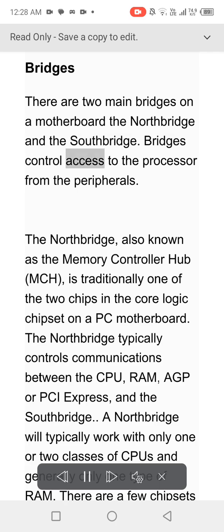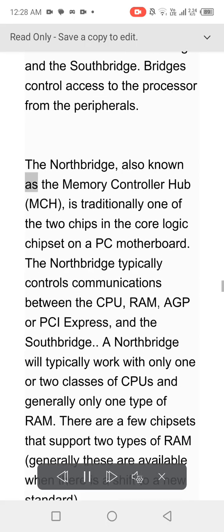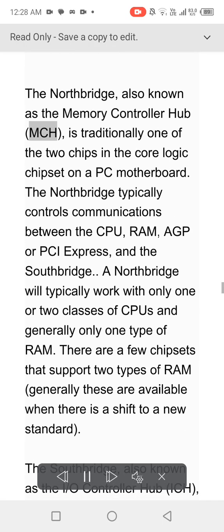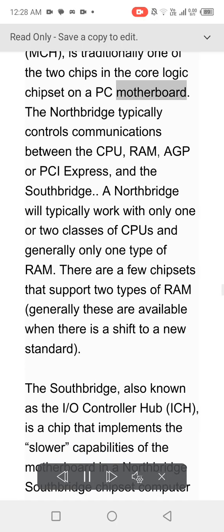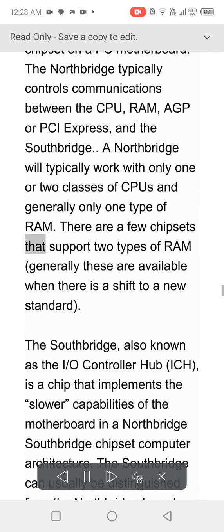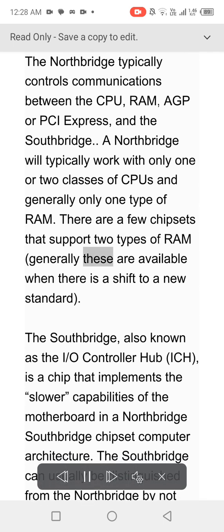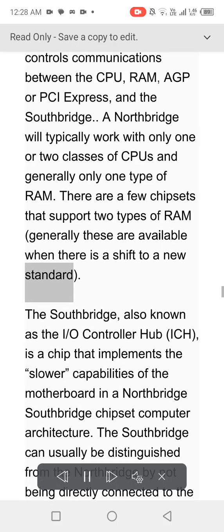Bridges control access to the processor from the peripherals. The North Bridge, also known as the Memory Controller Hub, MCH, is traditionally one of the two chips in the core logic chipset on a PC motherboard. The North Bridge typically controls communications between the CPU, RAM, AGP or PCI Express, and the South Bridge. A North Bridge will typically work with only one or two classes of CPUs and generally only one type of RAM. There are a few chipsets that support two types of RAM. Generally, these are available when there is a shift to a new standard.